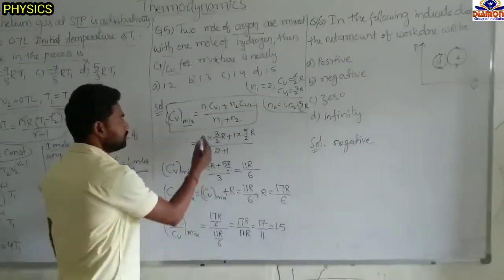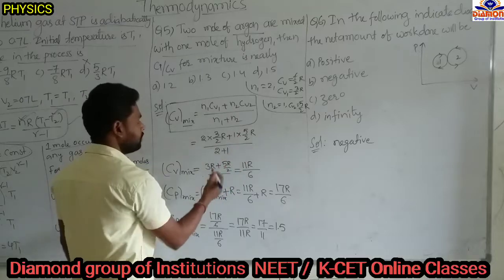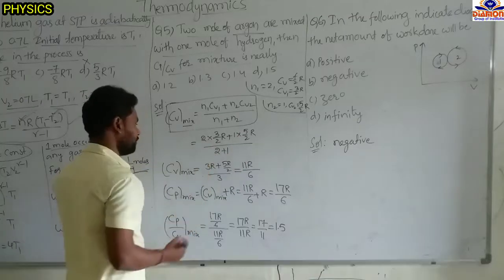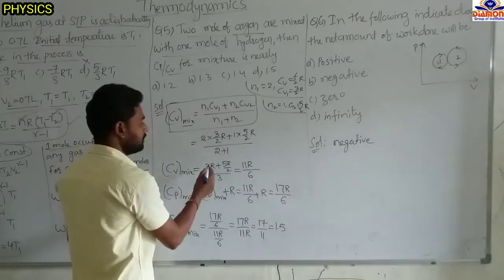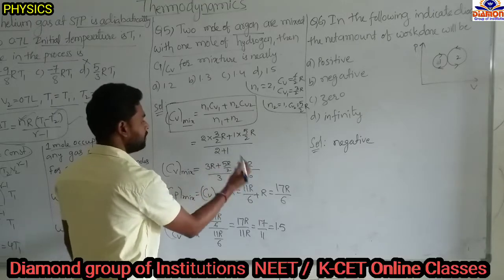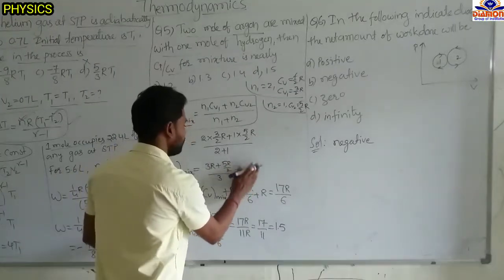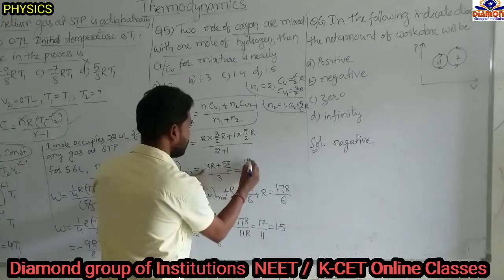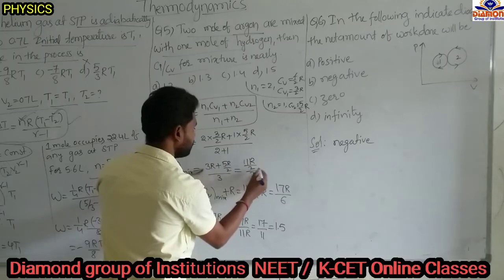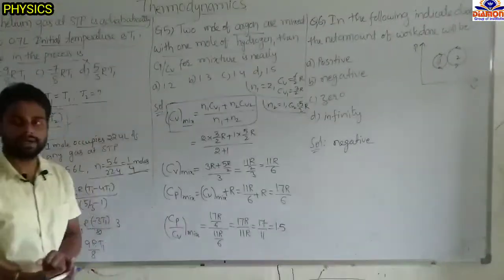So now the 2 will be cancelled, we will get 3R plus 5R by 2, all by 2 plus 1 which means 3. Do the simplification: 3 into 2 is 6, 6R plus 5R is 11R. One more step I will write here: this is 11R by 2, all by 3, so we get 11R by 3 into 2, which means 6, we get 11R by 6.